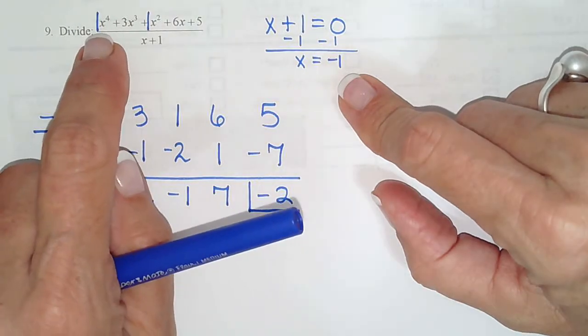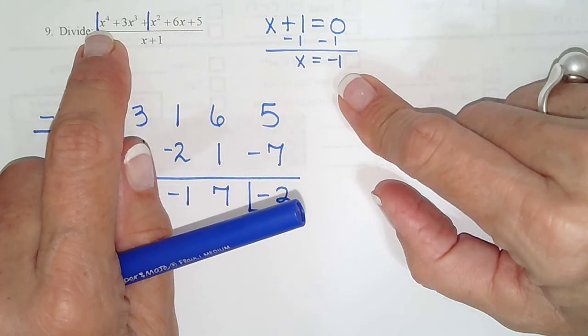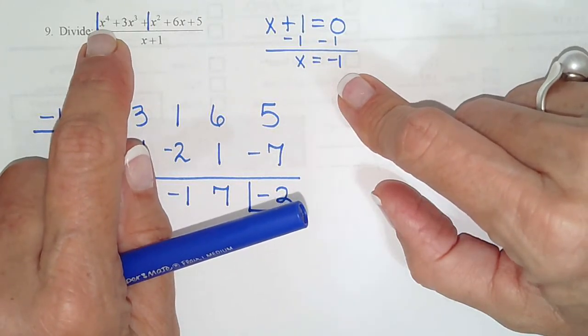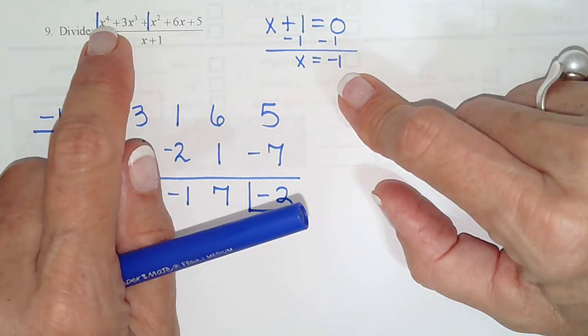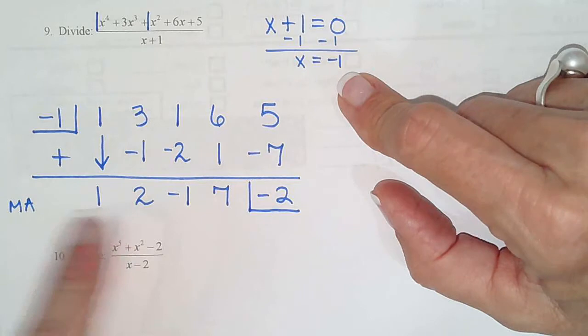So then we wrote our coefficients. Remember, if there's not a number there, it's not 0, it's 1. I've seen students put a 0. 0 is when it's missing. If there's a variable there, that means there's a 1 in front. So 1, 3, 1, 6, 5.